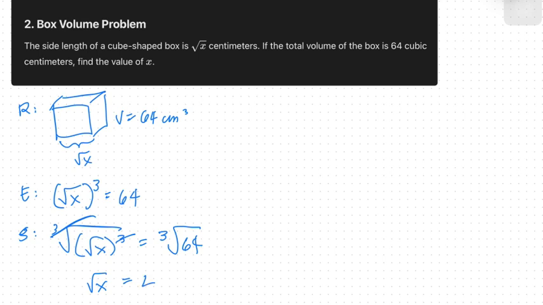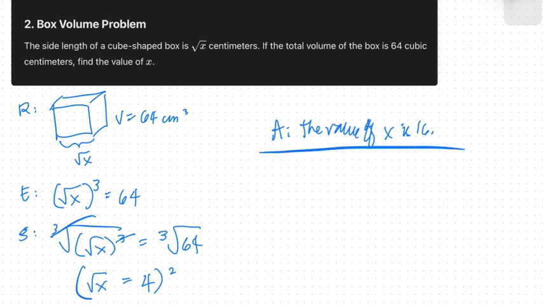Equals 4. So, what do we do with this? In order for us to get rid of the radical, we square. So, the length or the value of x is 16. So, that is your answer. The value of x is 16. Tachan! Done.